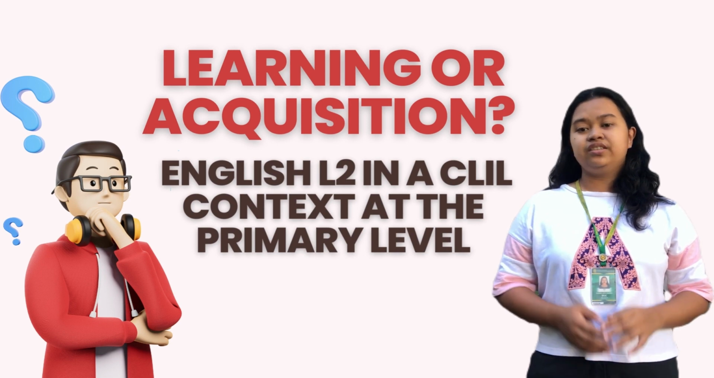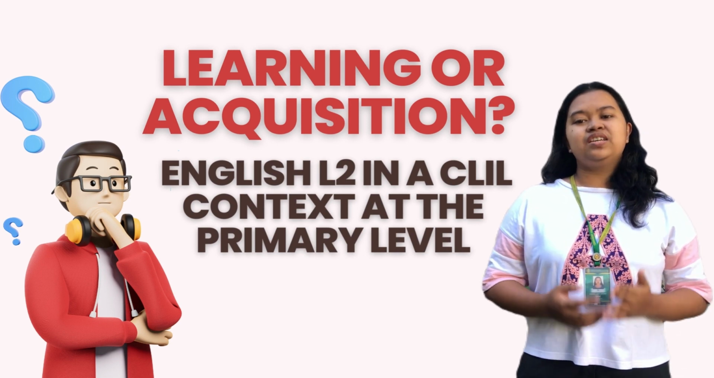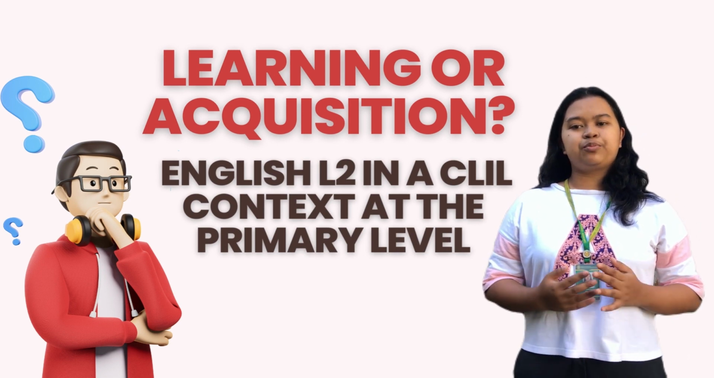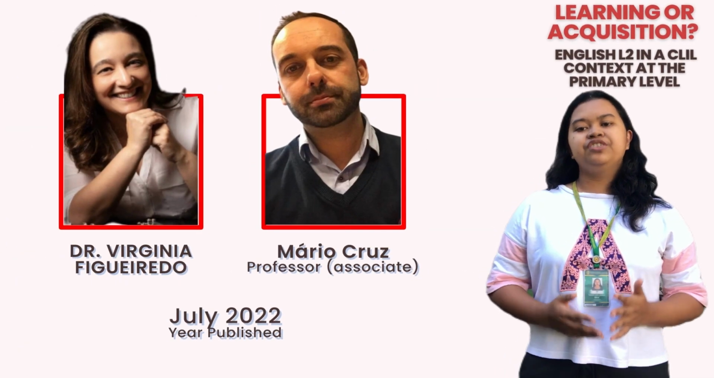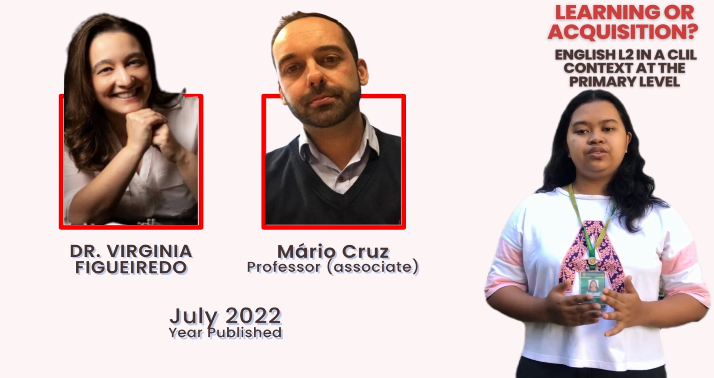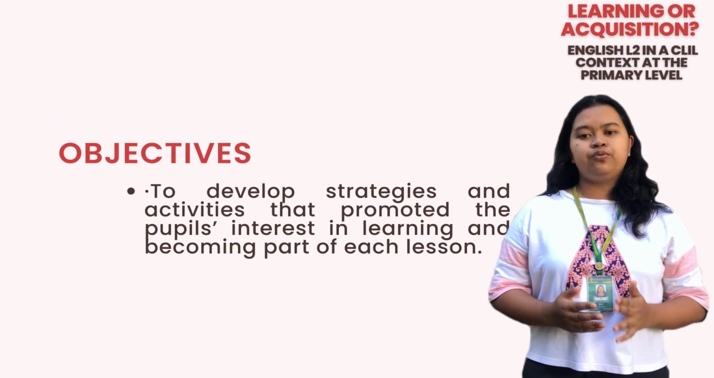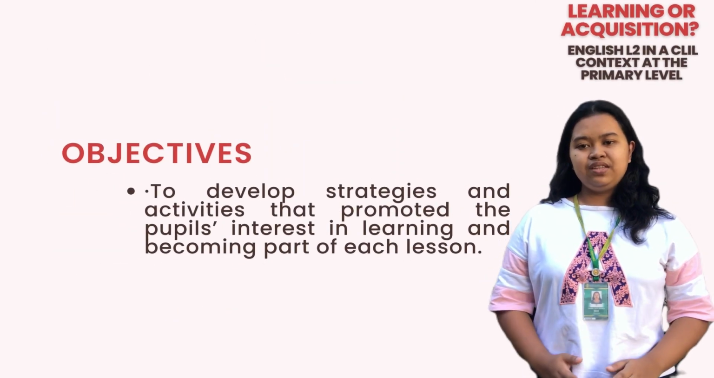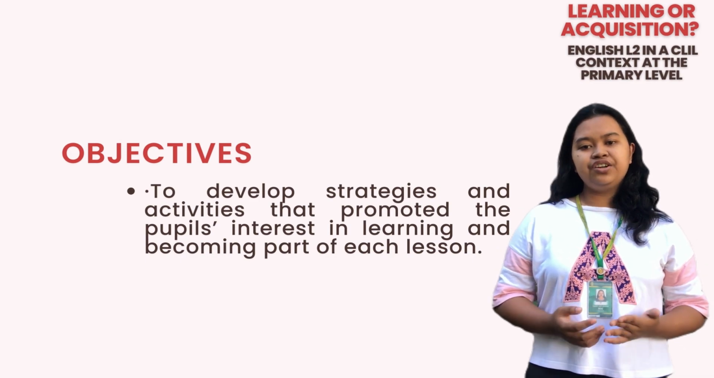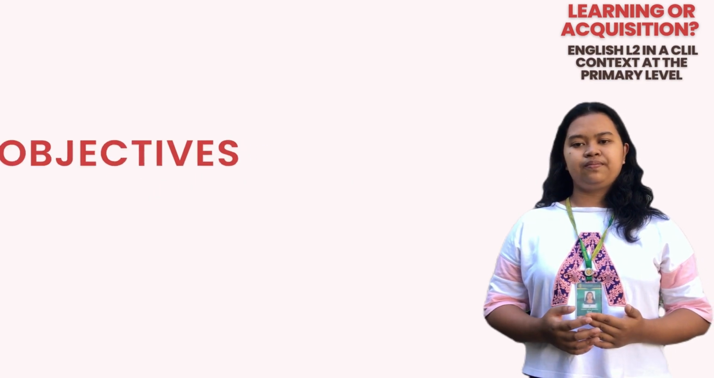So now let's move on to the second research. The research was entitled Learning or Acquisition, English as Second Language in a CLIL context at primary level. The research was authored by Virginia Figueredo and Mario Cruz. It was published in July 2022. The research has the objective to develop strategies and activities that promote the pupils' interest in learning and becoming part of each lesson.